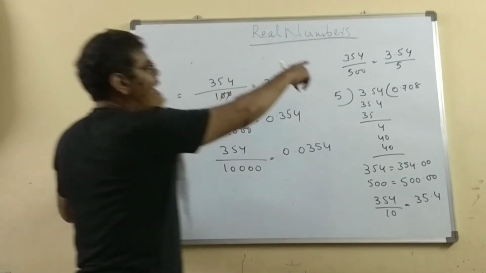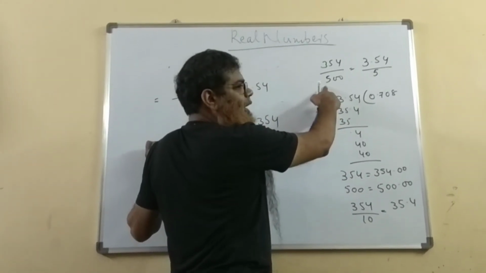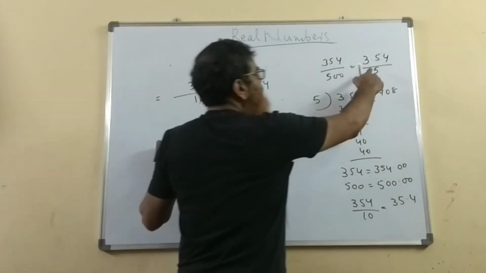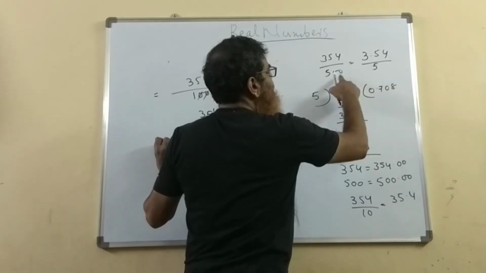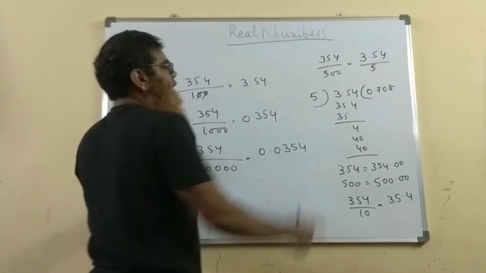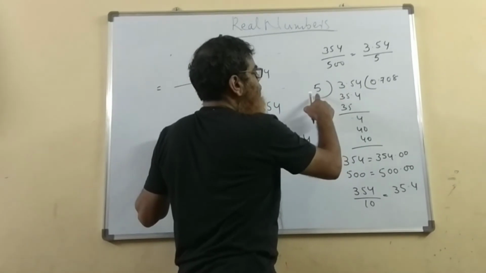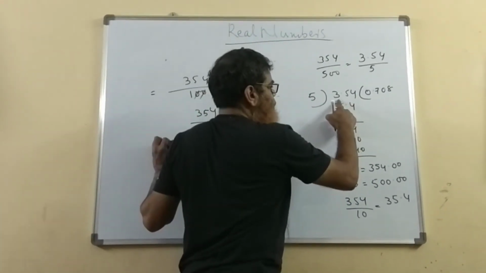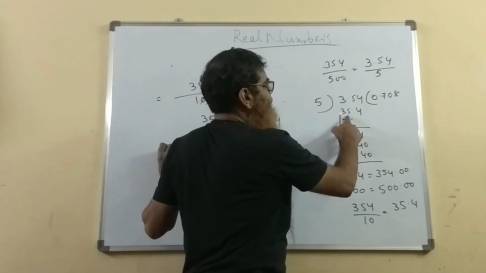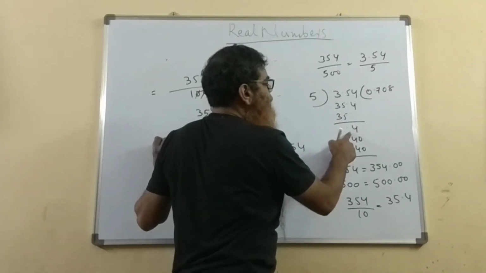So we had 354 divided by 500. It was not in multiples of 10, like 100, 200, or 1000. So what we did, we removed two zeros and the decimal came two places to the left side. So we are dividing 3.54 by 5. 3.54 is smaller than 5, so we took a decimal here, it became 35. 5 sevens are 35, we know. 35.4 minus 35 is 0.4.